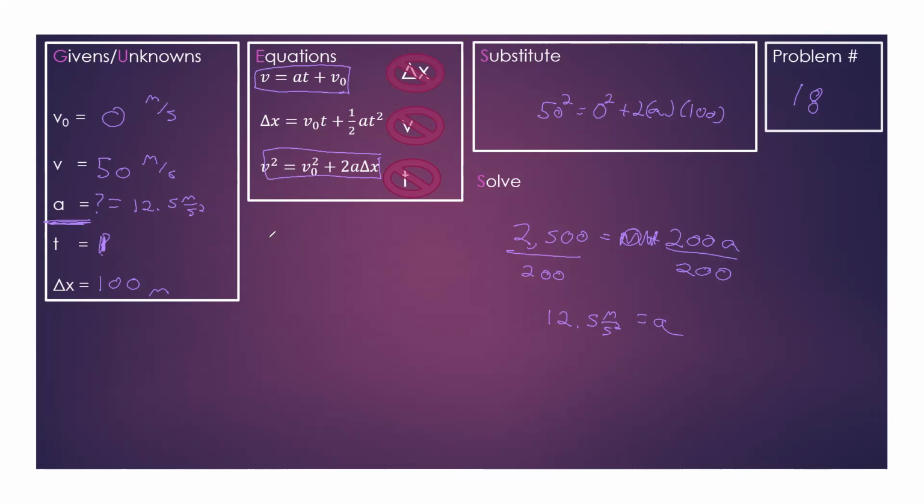But I'm going to choose to do v equals a times t plus v naught. I can ignore the 0 and just divide over the 12.5. And 50 divided by 12.5 is 4, or sorry, 4 seconds. I'm solving for time here.